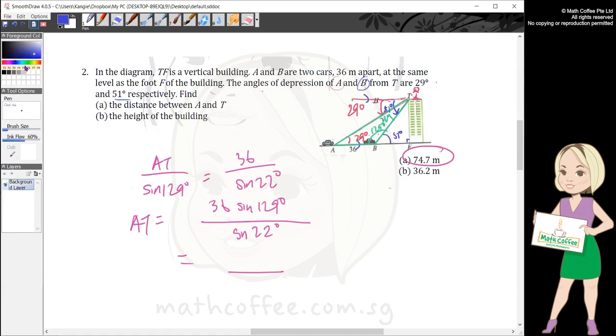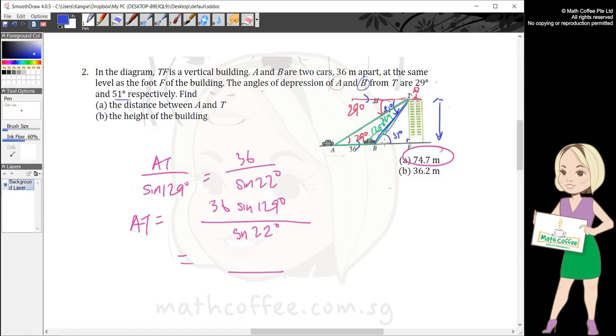Next is to find the height of the building, which is this one. So how do you find the height of the building? You need more information, right? Let's see. I got this one, I need one more length. You see, I only have one miserable 51 degrees. I know it's SOH CAH TOA, but the thing is, I only have 51. Then how? But you can find this length here, agree? By using the non-right angle triangle as well.